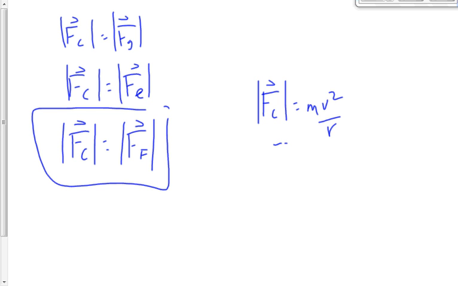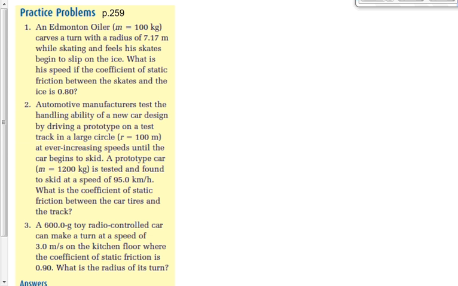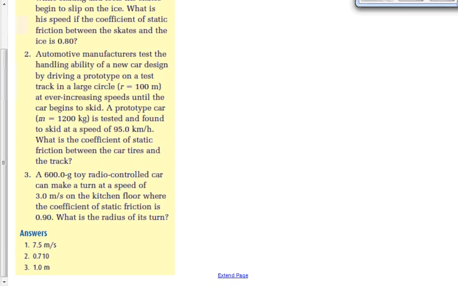All right. We had 3 questions for homework yesterday that were based on this. They were on page 259 of your textbook. Any issues with any of those 3 questions, please? No? All right, let's take a look at number 2 then.